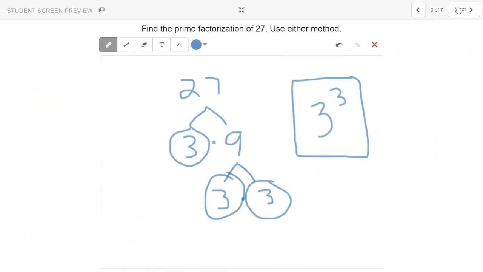Find the prime factorization of 27, use either method. I chose factor tree. So 3 times 9 is 27, circle 3, because it's prime. 3 times 3 is 9, circle both 3's, and that's it. So the prime factorization is 3 times 3 times 3, or 3 to the third power.